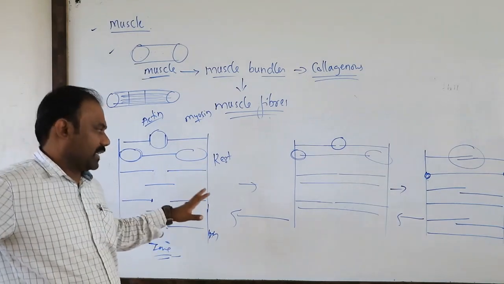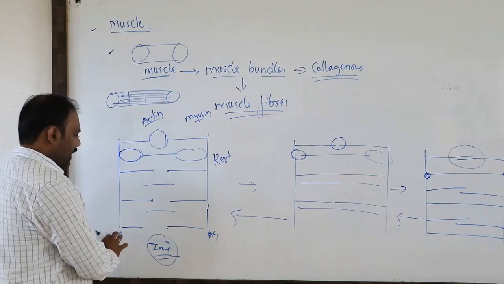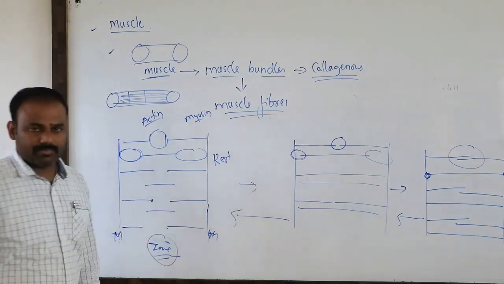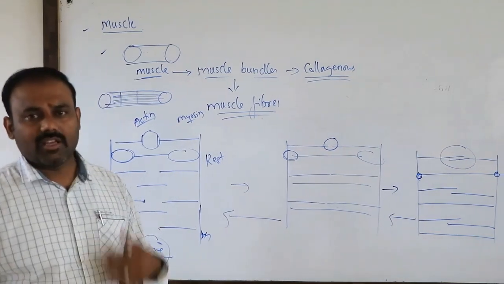So this is the simple thing. Here we will be having some gap. They are called zones. Here we will be having the H line and M line. Yes or no? Here we will be having zones. So the sliding filament theory can be discussed in the next class.